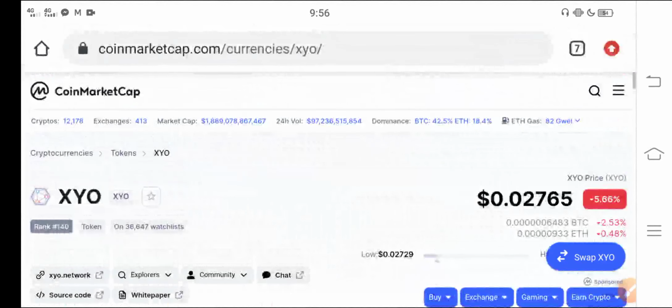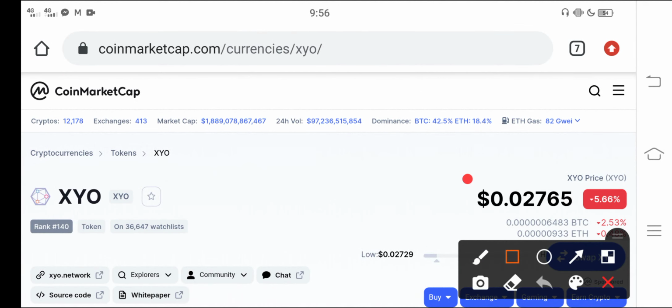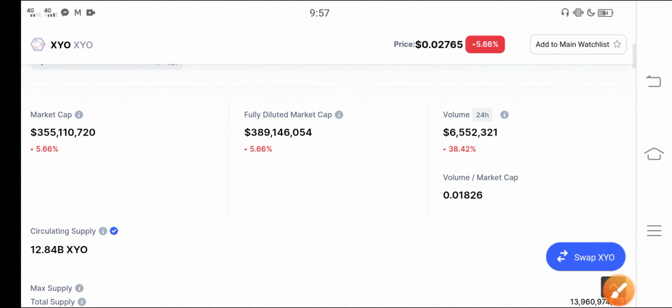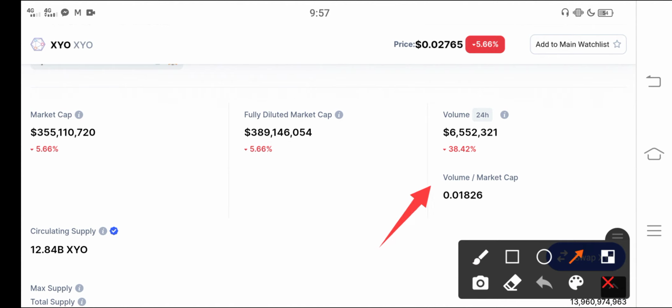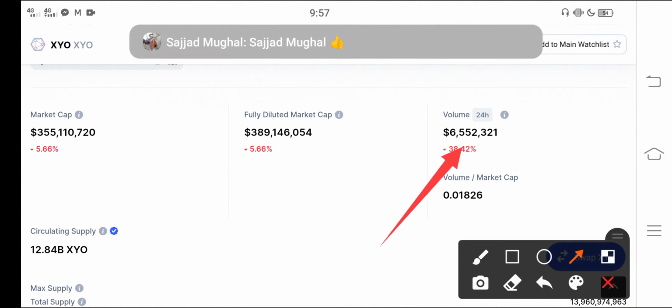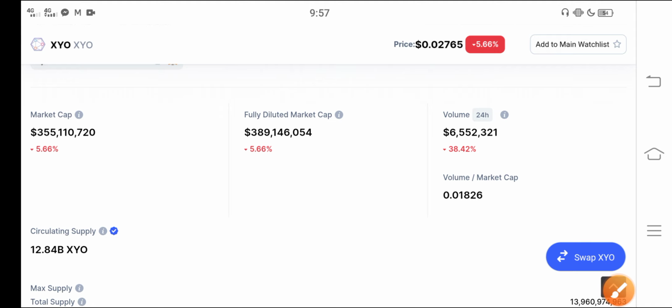Anyways, now you can see here the price is about 0.02765 USD. That is the right now price of XYO network. And now the trading volume, you can see, as I told you, a lot of people will see a small fall, so they decide to sell, and now a lot of people decide to sell. 38.42% negative change occurred in the XYO network.